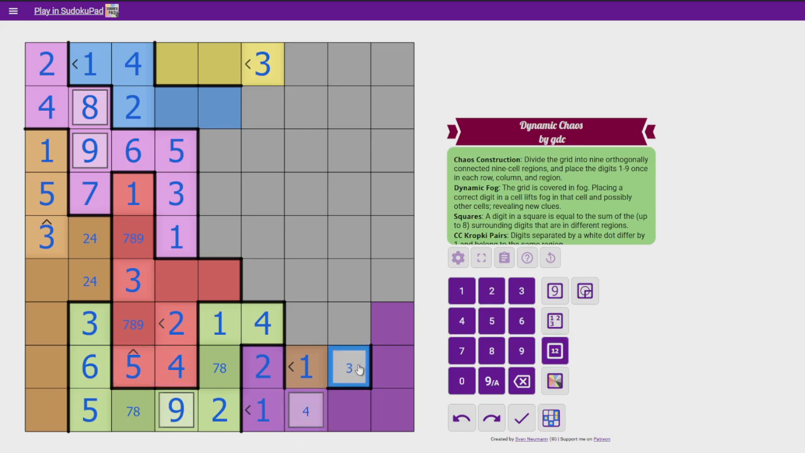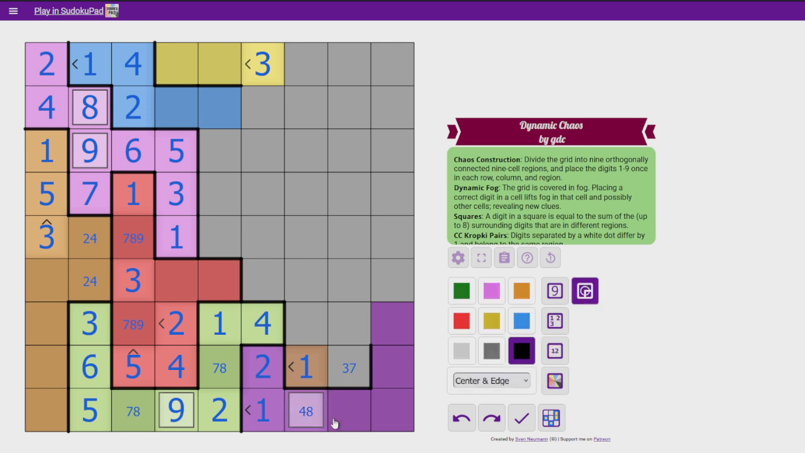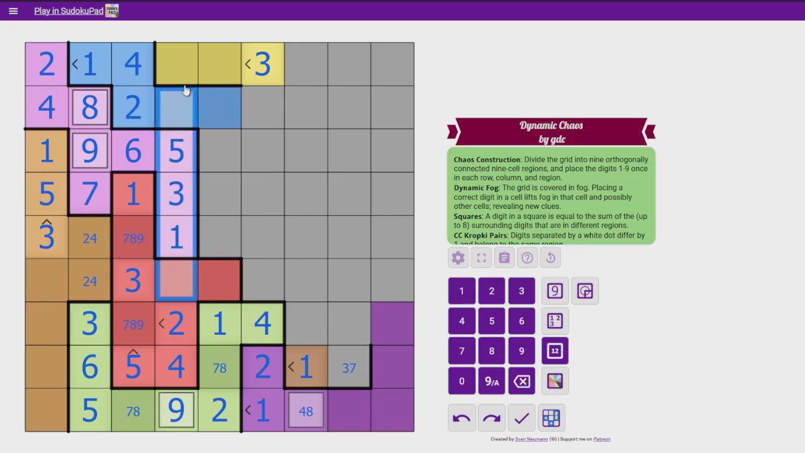4, 5, 6, 7, 8, 9. Okay, this can't be a 9, so that can't be an 8. This is a 3 or a 7, this is a 4 or an 8. Okay, so it does make it a little different from last time. My bad. I'm sorry. I screwed up. It's fine. Look, it's late, alright? Excuses. 6, 7, and 8 here.